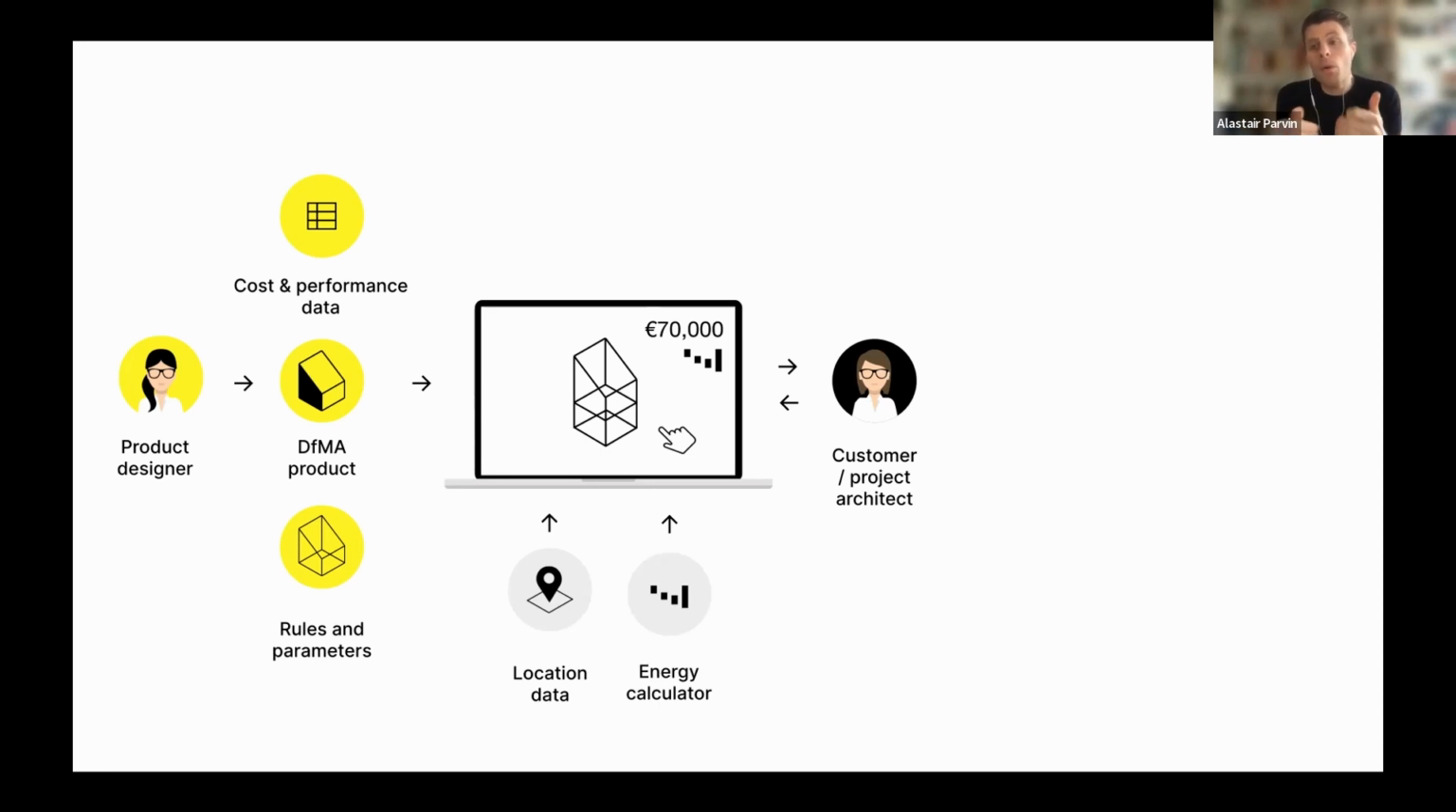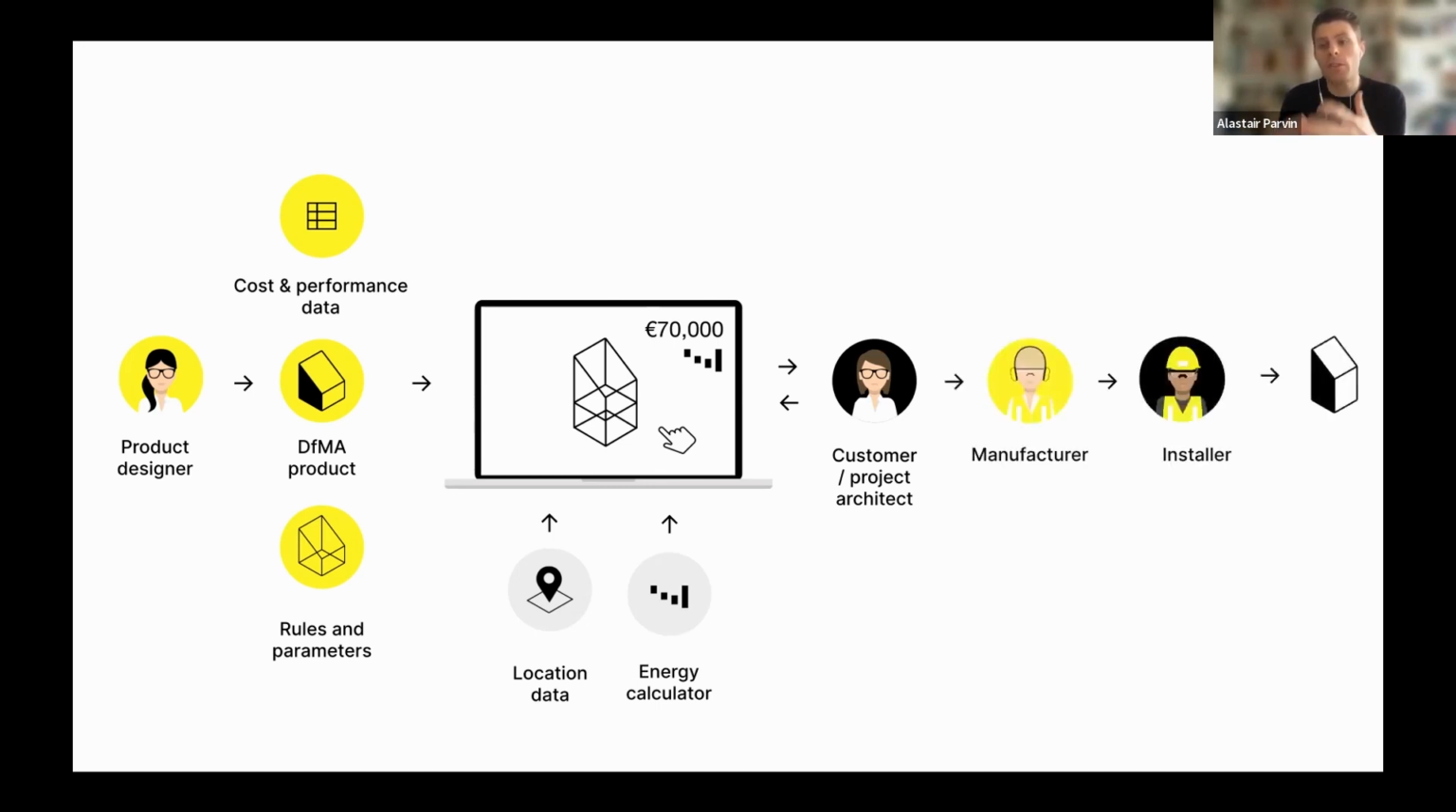And what that would enable you to do, as a customer or as a project architect working on a specific scheme for a customer, is very quickly try stuff out on your own time, with some reasonable sense that, oh, that's going to work. And oh, I see, those are the cost implications. And then when you're ready, you say, right, manufacture it, and installers rapidly install it and bring it to site.